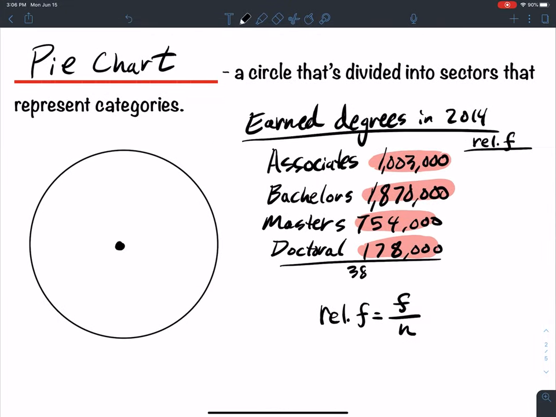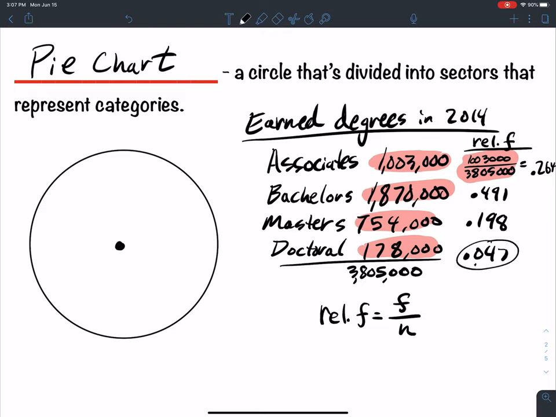Okay, 3,805,000. Right. So to get the relative frequency for the first one, I take 1,003,000 divided by the 3,805,000. And when I do that, I should get like a 0.264. Okay? And then I can do this technique for each of them, and I'll end up with 0.491, 0.198, and 0.047.